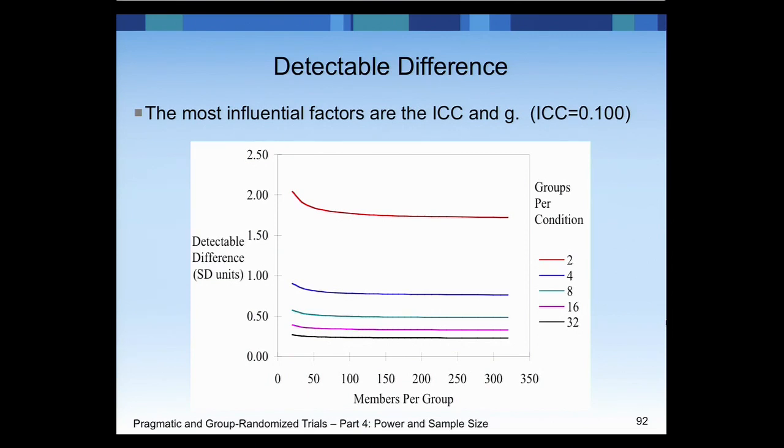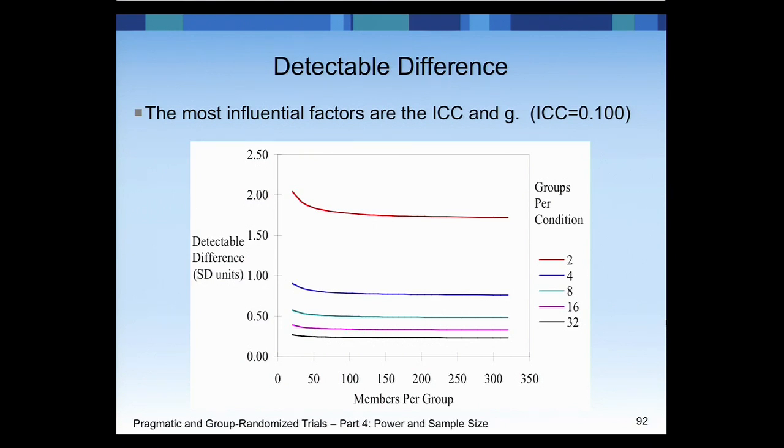And you'll notice in general that the lines have a little bit of curvature to them as we move from 25 members per group up towards 100 members per group. After that, the lines are pretty flat. And what that's telling us is that when we have a large intraclass correlation like this, 0.1, we don't get much benefit out of having more than 100 or 150 members per group. In contrast, we get a lot of benefit out of having more groups per condition. The line with just 2, that upper red line, is quite high on the y-axis, and the lines drop as we add more and more groups per condition.